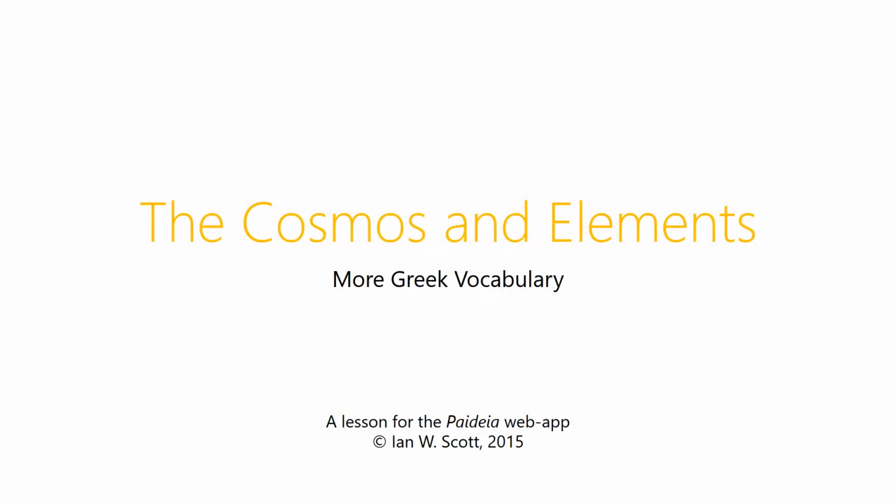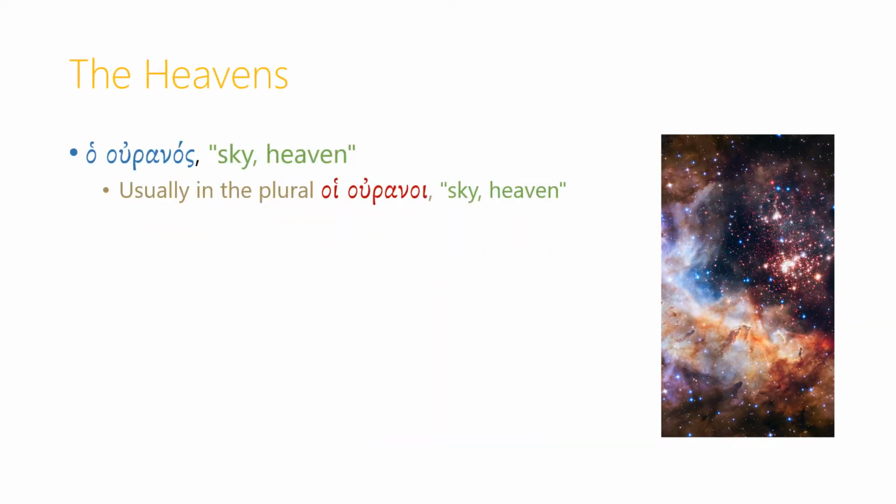Hello and welcome back. In this video, we'll be looking at more Greek vocabulary, this time about the cosmos and the elements. Ho ouranos is sky or heaven, and usually this appears in the plural with a singular meaning. So hoi ouranoi means sky or heaven, singular.